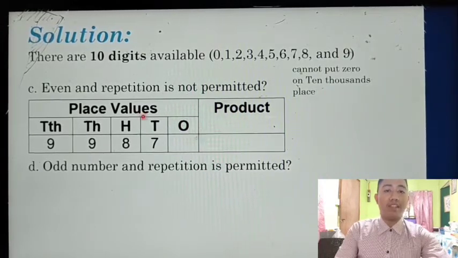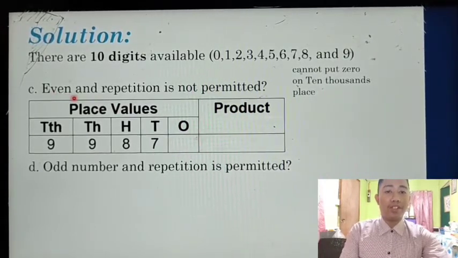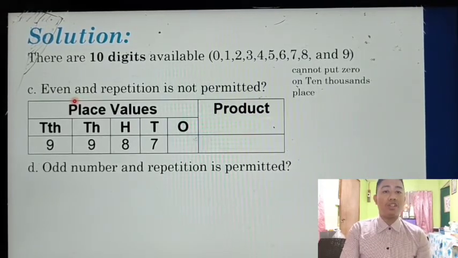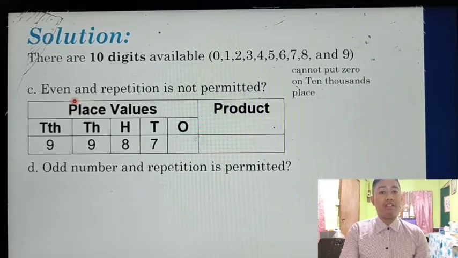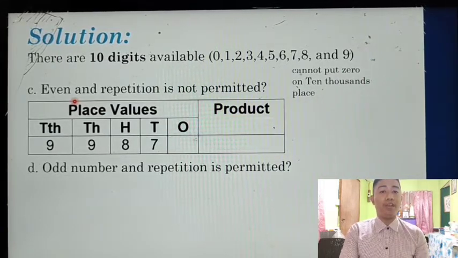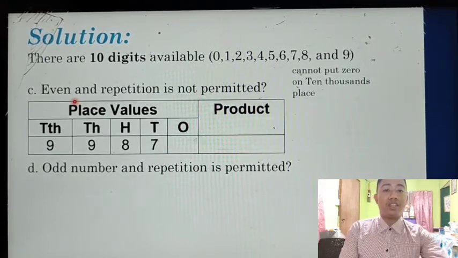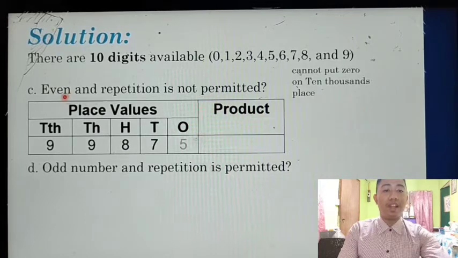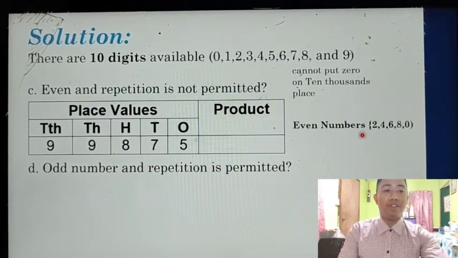Let us analyze. We all know that even numbers are just multiples of 2. Based on the divisibility rule of 2, an even number has a last digit of 2, 4, 6, 8, or 0. So there are 5 even digits only. We all know that the even digits are 2, 4, 6, 8, and 0.